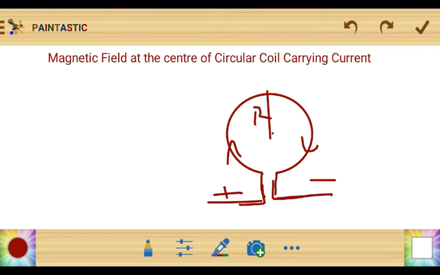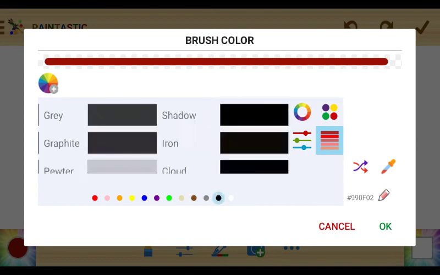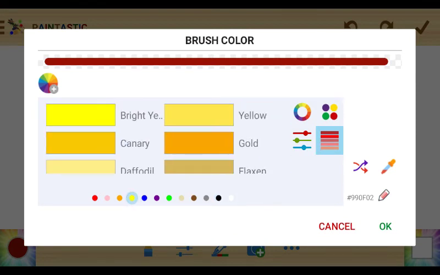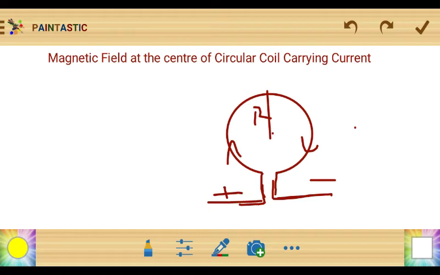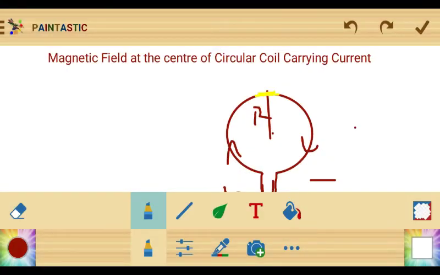Let us consider a very small current element, this yellow one. This yellow one is a current element whose length, let's say, is dl. Okay, the length of that yellow current element, and the area vector.